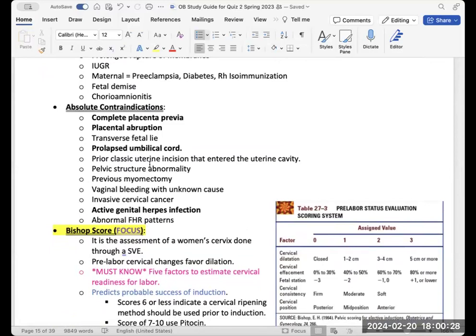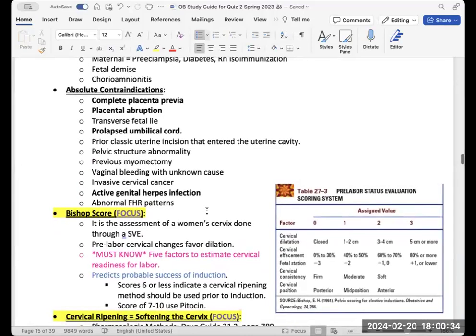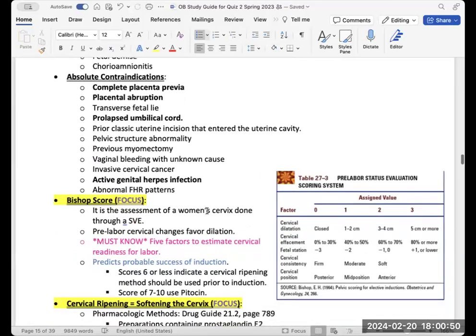Okay, what else? If they have vaginal bleeding with an unknown cause, do not give induction. If they have active genital herpes infection, do not induce them. Why? Because if we induce them to labor, we can give the herpes infection to the fetus, and that could be deadly, right? Abnormal fetal heart rate patterns, do not induce labor, okay?